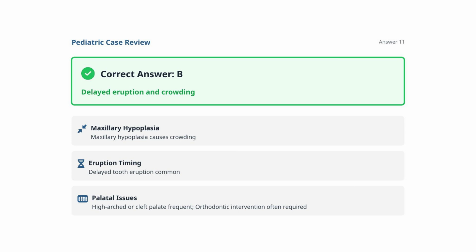The correct answer is B, delayed eruption and crowding. The underdeveloped maxilla creates insufficient space for normal tooth alignment. Dental eruption is often delayed compared to typical children. Many patients have high arch palate or cleft palate. Early dental evaluation is essential. Orthodontic treatment and potential orthognathic surgery address severe malocclusion and crowding problems.